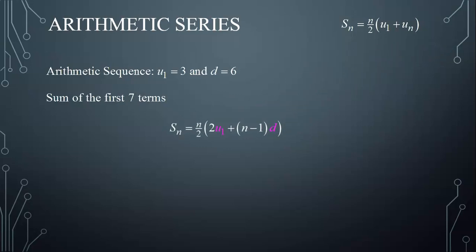Using that expression, I start by replacing u1 and d by their corresponding values. However, since I aim to find the sum of the first 7 terms of the sequence, n would be equal to 7. So I replace n by 7. Evaluating that, I end up with S7 equal to 147.